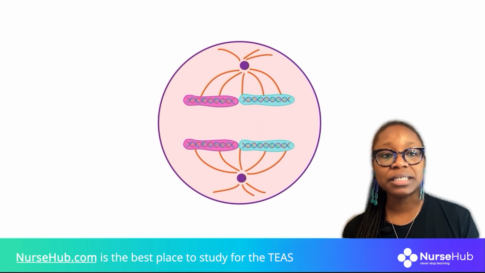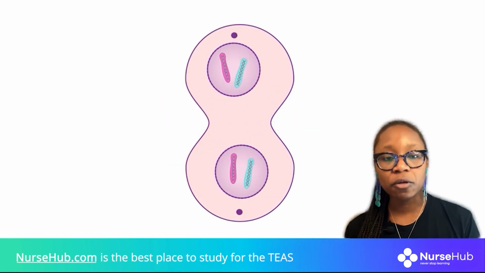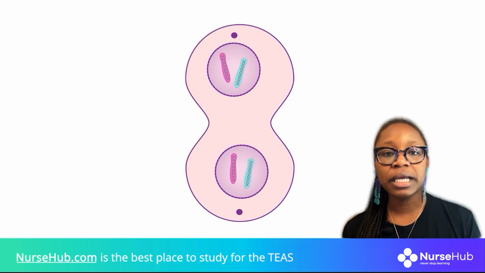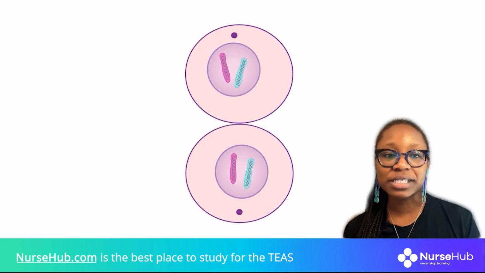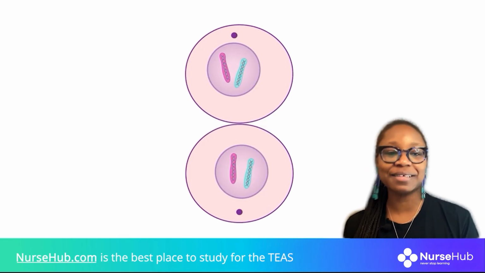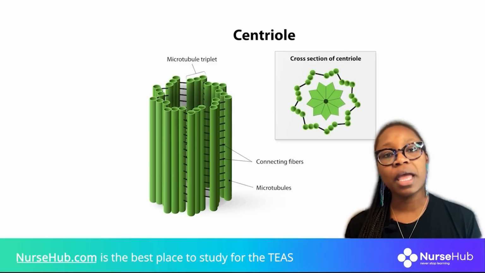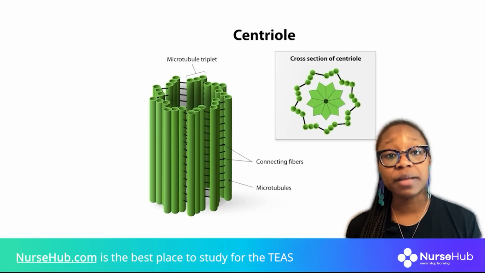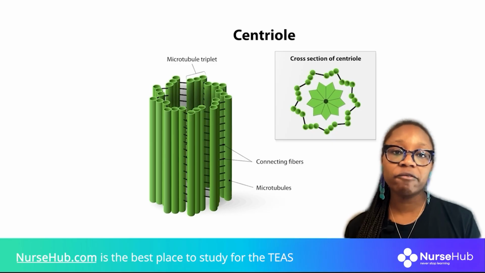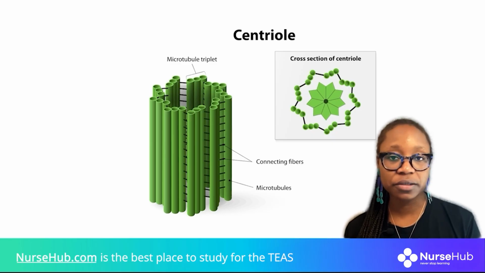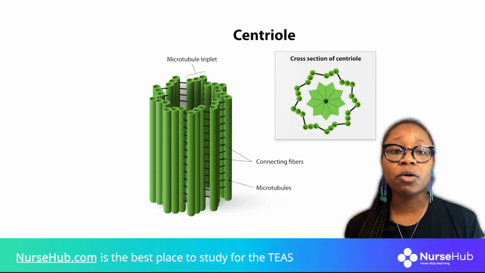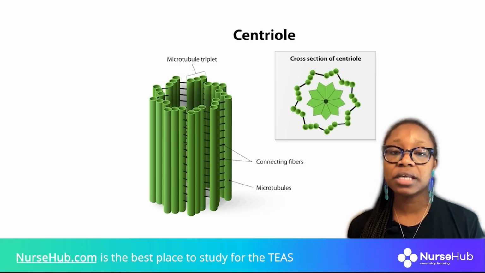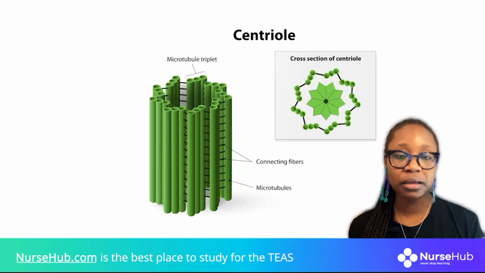These spindle fibers attach to the chromosomes and pull them apart during cell division. This ensures that each new cell receives the correct number of chromosomes. Centrioles also play a role in organizing microtubules in the cytoplasm. This is important for maintaining the cell's shape and supporting the movement of cellular structures. The microtubules that originate from the centrioles can form into cilia and flagella.